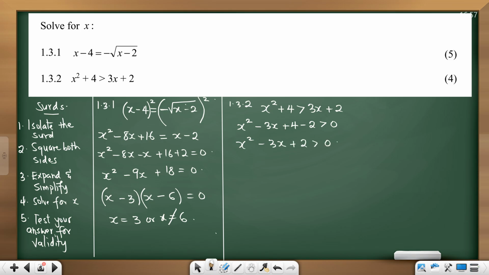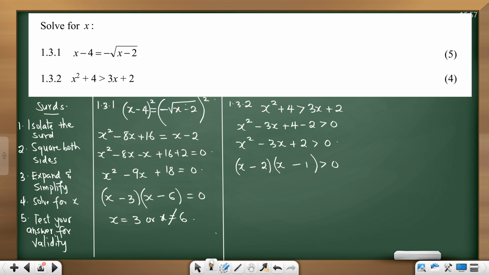Good. Now, do you see why you must learn to factorize? It's always there. There's no way you are going to run from it. What are the factors of 2? 2 and 1. But what do I want? I want a negative 3. So minus 2 minus 1.